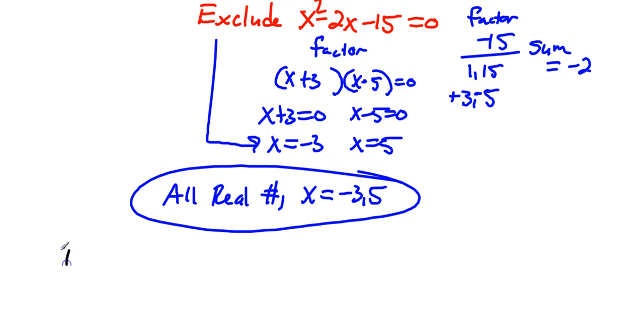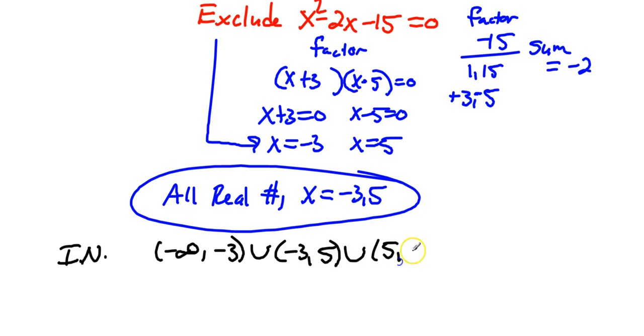In interval notation, we'll go negative infinity up to negative 3. And because there's two numbers, you're going to have to skip around it twice. So I doubt they would ask you to do interval notation on that one, maybe not.